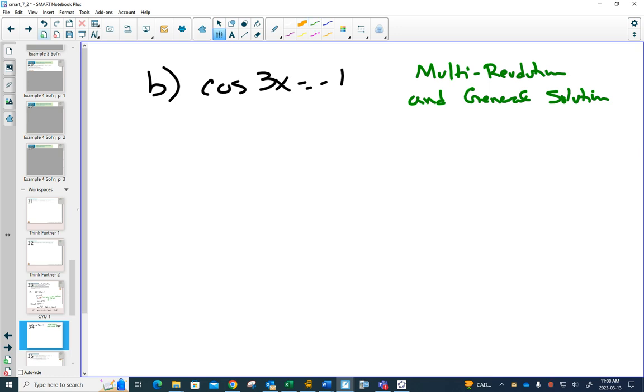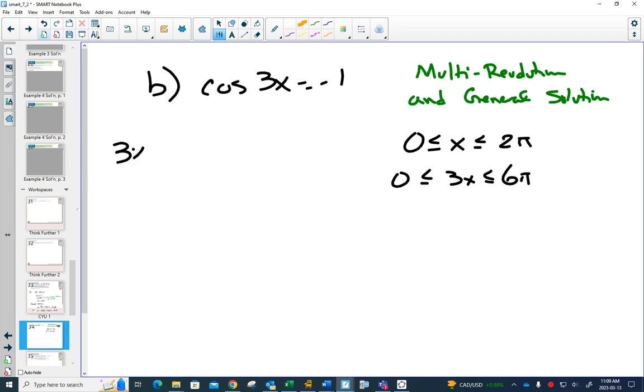So if I start by thinking that x is between 0 and 2 pi, 3x's would be between 0 and 6 pi, which is 3 times around. I can solve for 3x because -1 is an x-coordinate on my pi plate. When is cos equal to -1? At pi. That's the first time around.